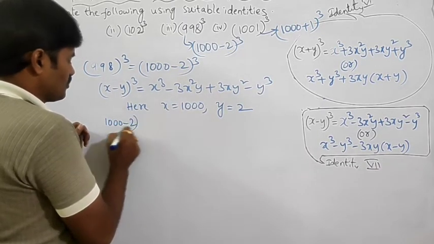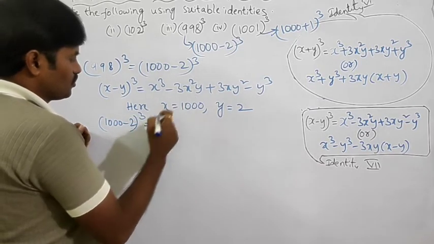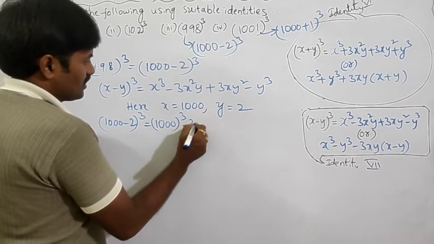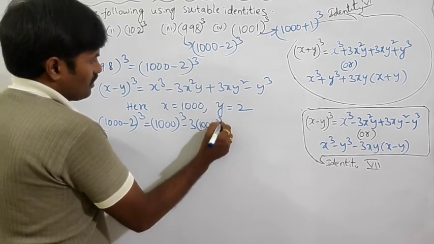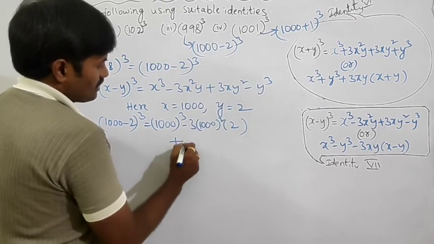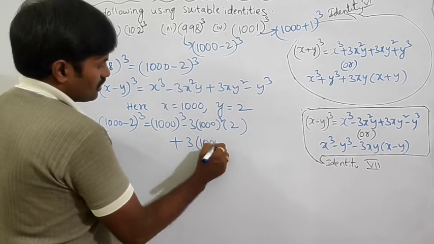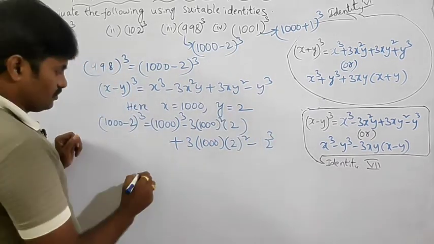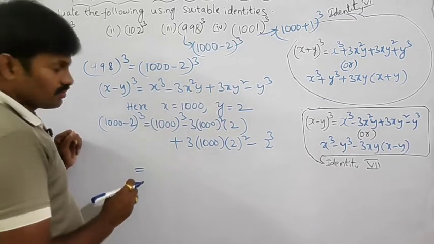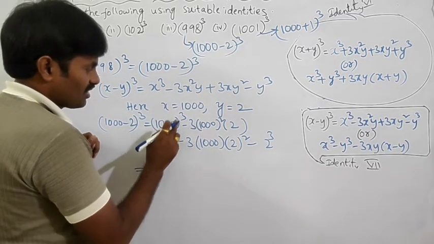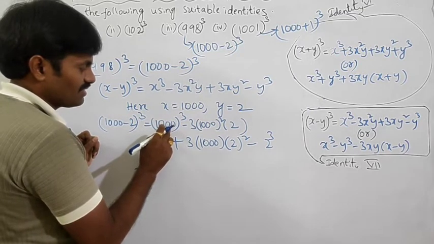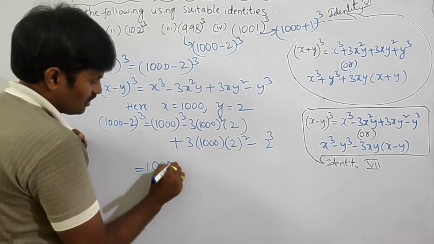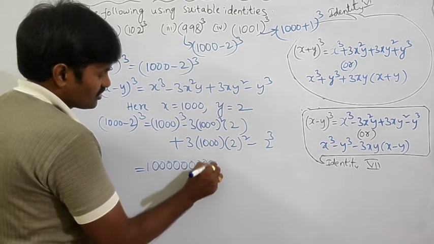In this identity, if you substitute x value 1000 and y value 2, it becomes x value 1000 whole cube minus 3 into 1000 whole square into y value 2 plus 3 into x value 1000 into y square, means 2 square, minus 2 cube. Now 1000 cube: here 3 zeros are there, power 3 is there. So how many zeros do we get here? Total 9 zeros we get. So 1 beside 9 zeros.